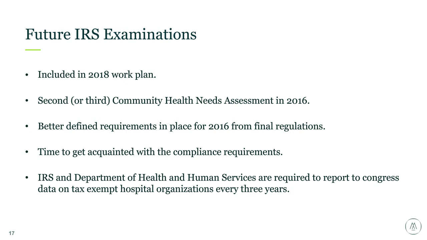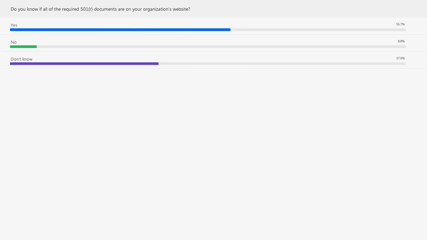All right, our second question: do you know if all of the required 501R documents are on your organization's website? Your options are yes, no, or I don't know. I'll give everyone a few moments to make a selection. And as a reminder, if you would like to receive CPE credit for today's webcast, you will need to respond to at least 3 of the 4 polling questions. We are on our second question. Let's take a look at the results. Colleen, back to you.